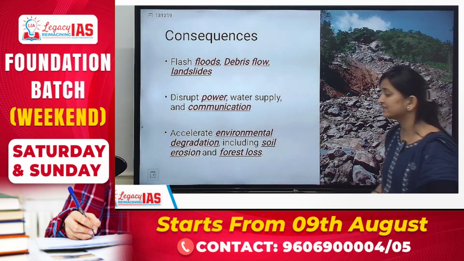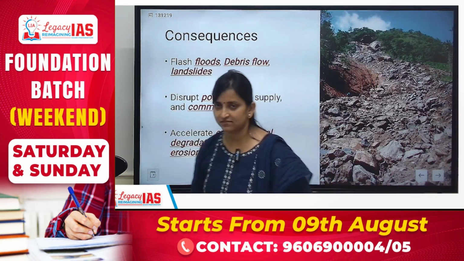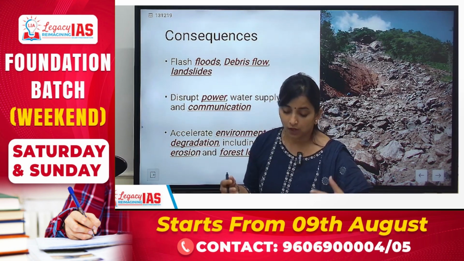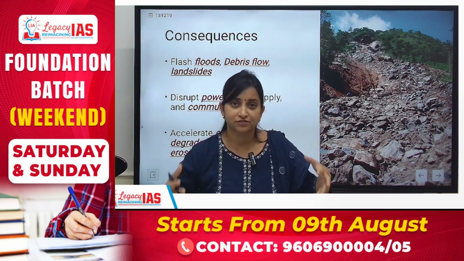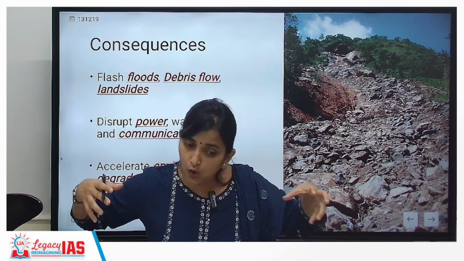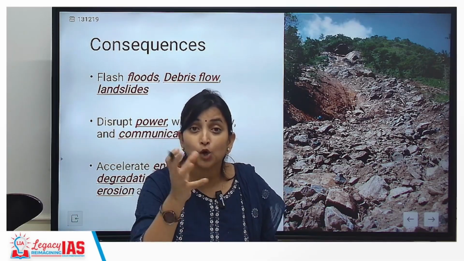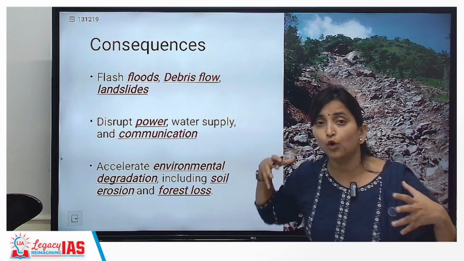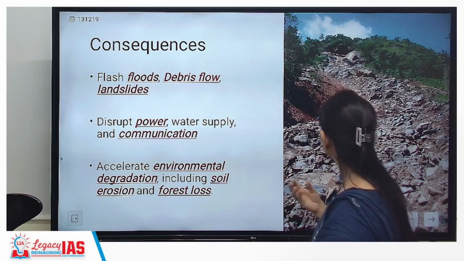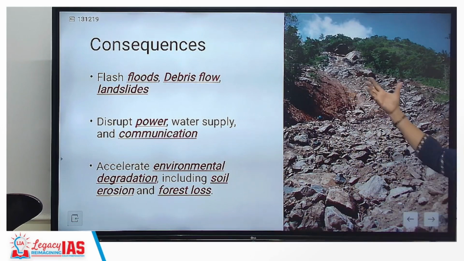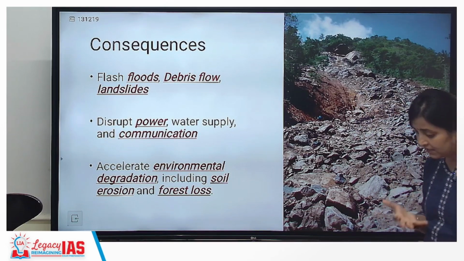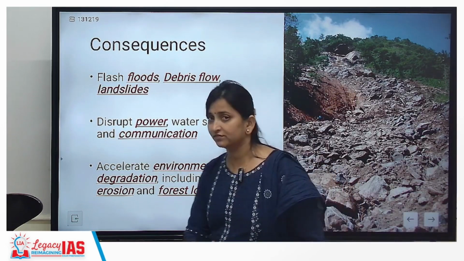Now what does it lead to? It leads to flash floods as we have seen, but other than flash floods, because the river is carrying too much sediment, all of these sediments plus bigger rock boulders, we call them debris. So it can lead to flow of the debris also. It will not be one or two small rocks, it will be large size rocks which will be taken by the rivers and carried in that water current.